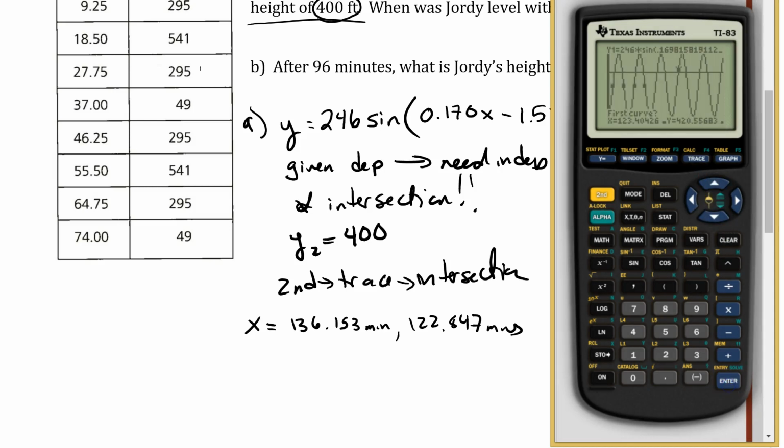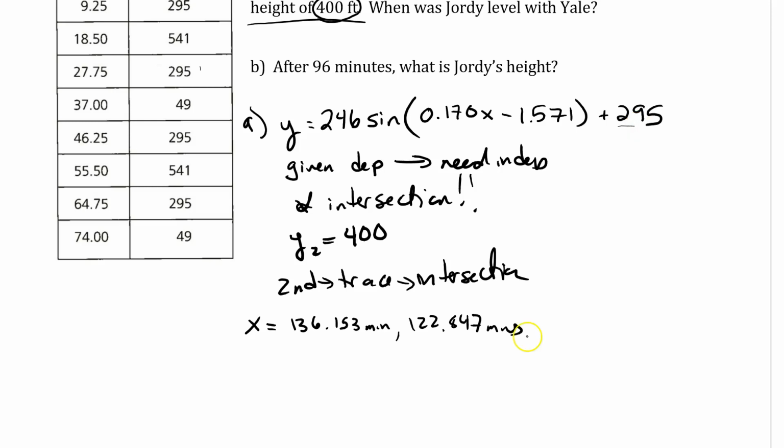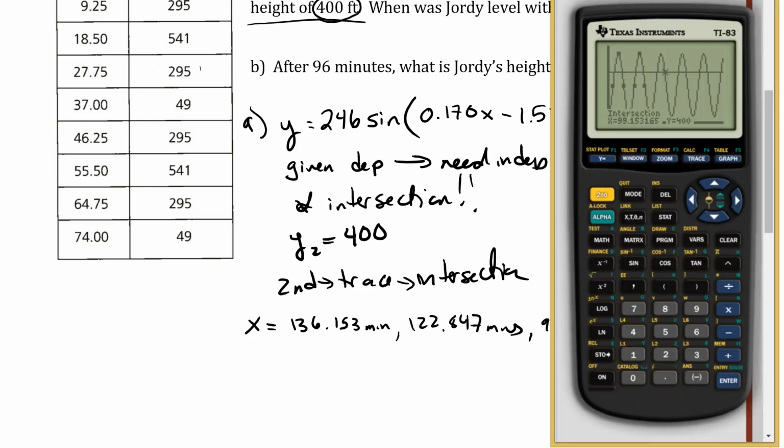Intersect. I'm going to get closer to the next one. Enter, enter, enter. So we have 99.153. And then second trace, intersection. This is actually a quicker way here. Go enter, enter, enter.